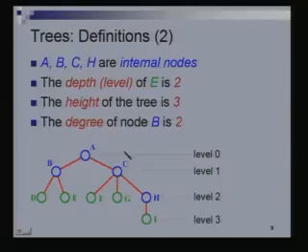The degree of a node is the number of children it has. B has degree 2, C has degree 3, H has degree 1. The leaves have degree 0 because they have no children. So basically, basic terminology, quite intuitive also. Any questions? No.